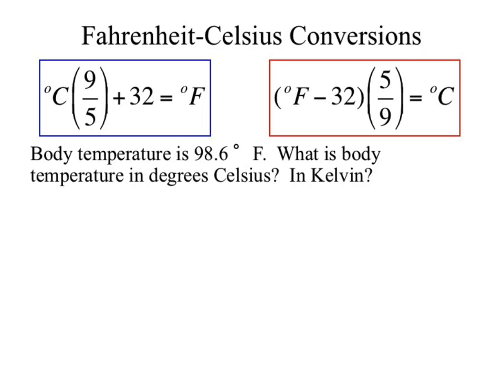Body temperature is 98.6 degrees Fahrenheit. Do you guys want to go through and do the conversion to Celsius, or do you think you guys can do the algebra? Don't do it. The answer is 37.